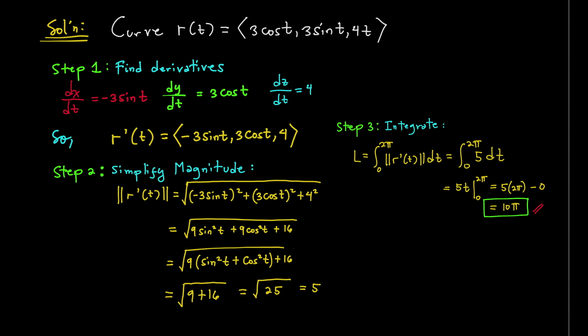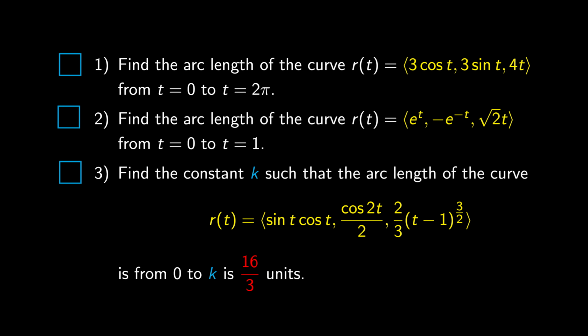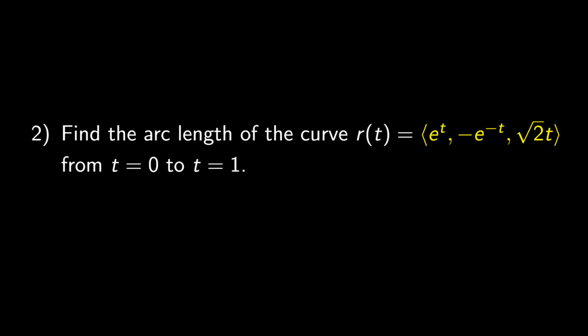So what we did to solve this problem is, step 1, we find the derivatives. Step 2, simplify the magnitude. And then after simplifying, step 3, we integrate and find the arc length. Let us now see whether these steps still work on exponential functions. That is in our next example. Here we have a curve which is expressed in terms of an exponential function.